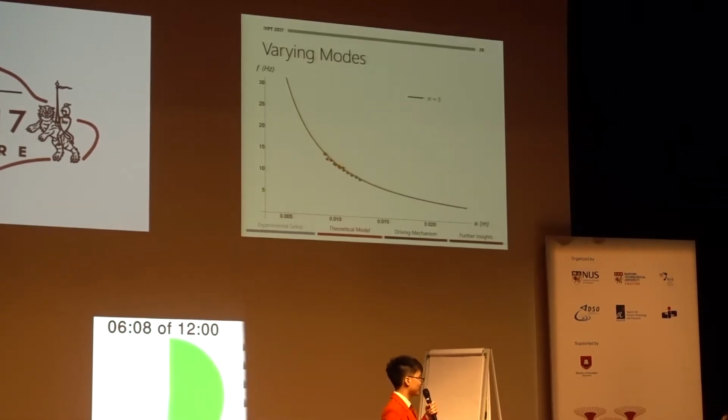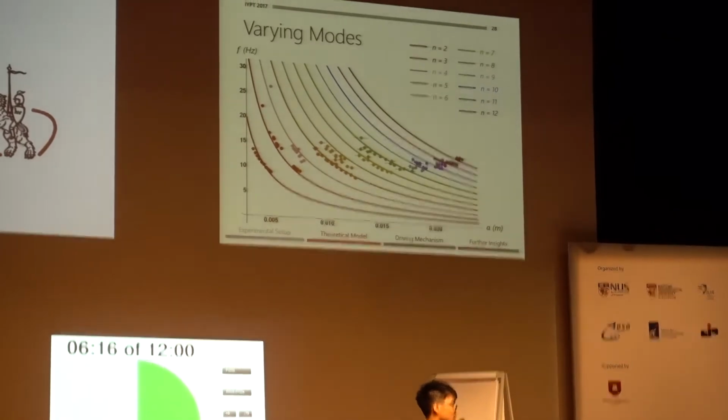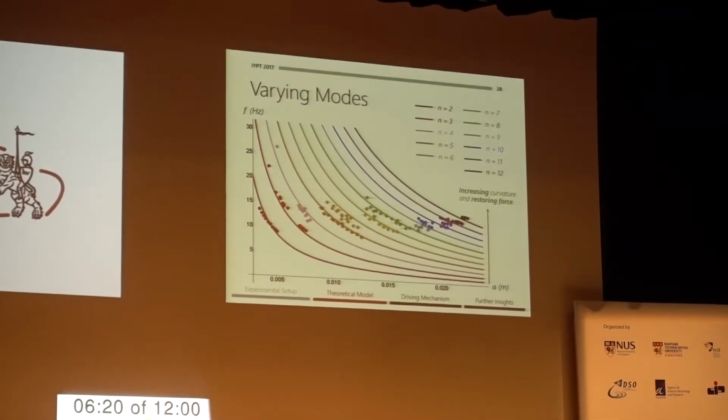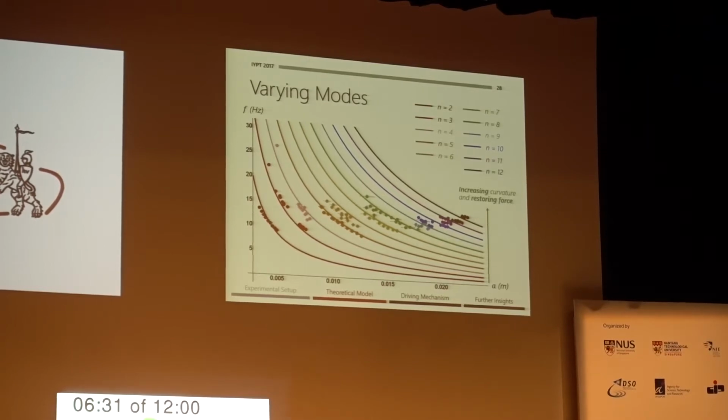Additionally, we can plot our experimental oscillation frequency against varying modes, and we can observe a good agreement between our theory and our experiments. As the mode number increases, the curvature at the sides of the droplet increases. This results in a greater restoring force due to surface tension, and this will hence increase the oscillation frequency. However, we note that there is a limited experimental range, and this is due to our driving mechanism, which we will be explaining later.